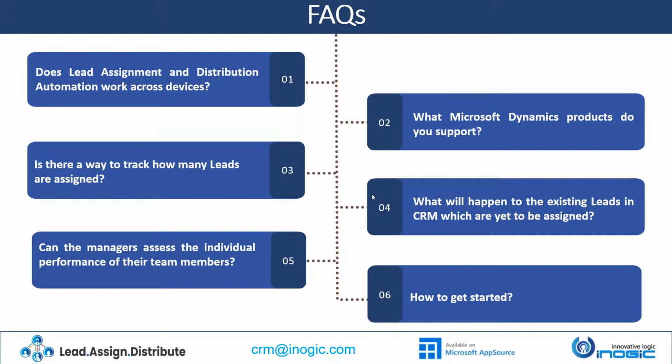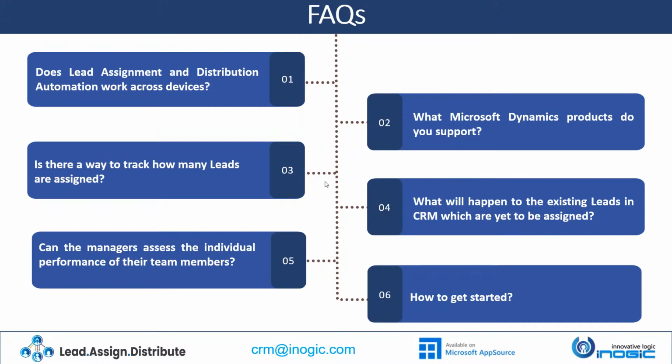What will happen to the existing leads in the CRM which are yet to be assigned? This is the most common question that I get. What if there are, let's say, 10 or 15 leads which already exist in the system and are not assigned to anyone, and then you install the solution? We also provide a run assignment button when you select up to 20 leads, and those would be automatically assigned subject to the criteria being satisfied, as well as, if you are using the capacity algorithm, if the resources have the available capacity.